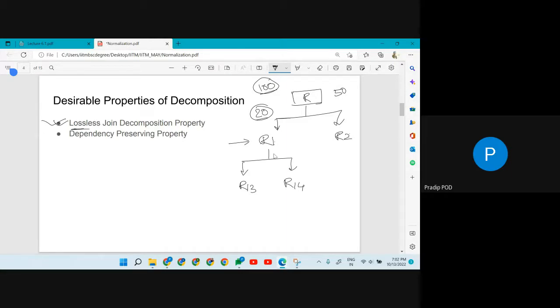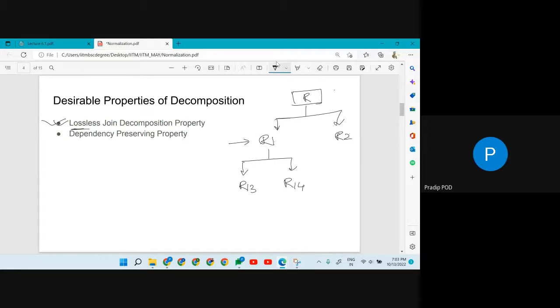Clear? The only thing is that at each level the functional dependencies have to be given. When we go from R to R1 and R2, a certain set of FDs has to be given. Then when we split R1 into, let's say, R13 and R14, the FDs below will be a subset of those above. Okay. So this is your first point: the table should have a lossless join decomposition.